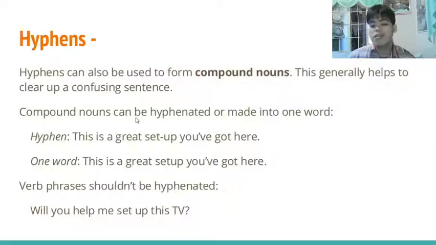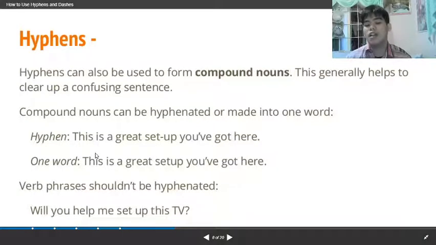So hyphens can also be used to form compound nouns. So as I stated earlier, the hyphenated nouns. These generally help to clear up a confusing sentence. So compound nouns can be hyphenated or made into one word. So with a hyphen, this is a get-up. This is a great set-up you've got here. One word, this is a great setup you've got here. So verb phrases shouldn't be hyphenated. So when it is now a verb phrase, don't use hyphens. So example, will you help me set up this TV?